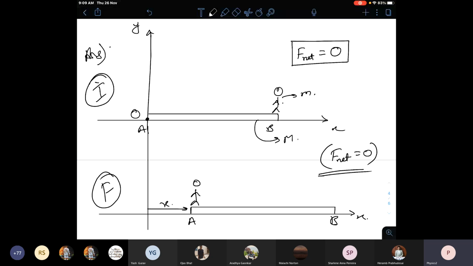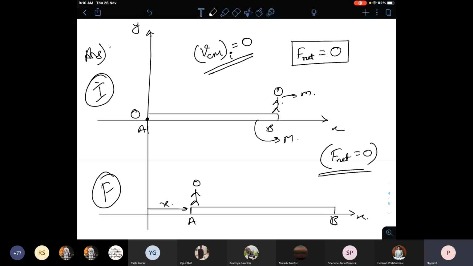If the net force on the system is zero, then the acceleration of the center of mass will be zero. Then that creates two possibilities: either the center of mass is at rest, not moving, or the velocity of the center of mass is constant. Now here you can say that initially the center of mass was at rest, because the man was at rest and the plank was also at rest. So if you calculate m1v1 plus m2v2, that will be m into 0 plus m into 0, which is 0 plus 0.